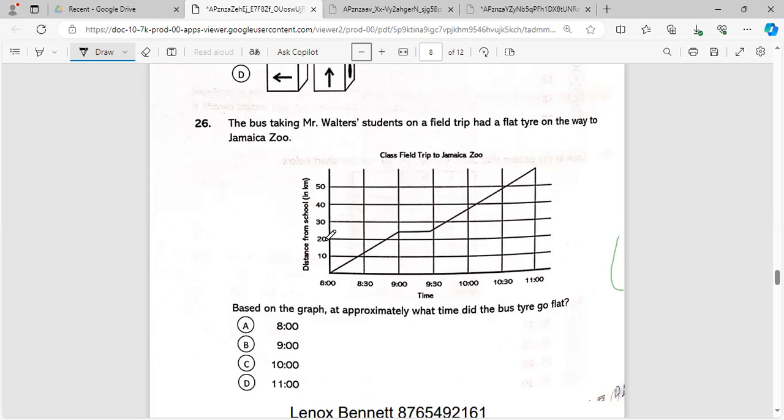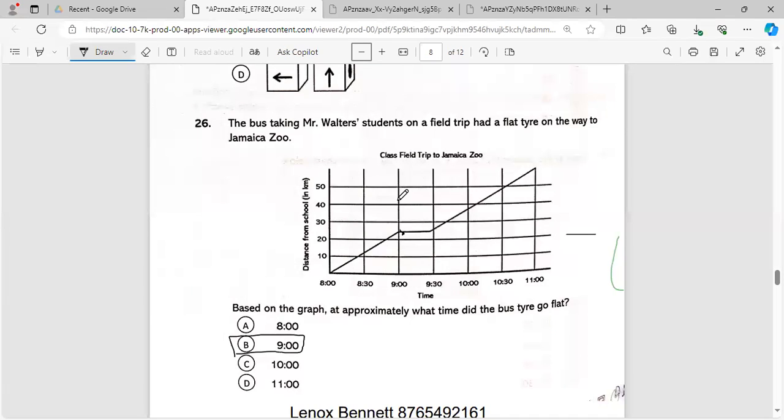So, sir, I'm going to read the question again. Based on the graph, at approximately what time did the bus tire go flat? So I think it's 9 o'clock. I agree. I think it's B. Remember, whenever it stops, guys, time continues. While it stops, look at the time, the straight line continues. So when it's flat like that, you can put it like this.